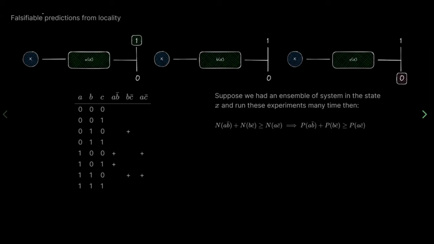And if you take into account what I've just said, you can formulate this kind of inequality. If you had, say, a large ensemble of these particles in the state X, and you subjected them to all three tests, you'd end up with counts that indicate how many times each of these scenarios happened. If you divide those counts by the total number of times you tried the experiment, you end up with probabilities. And this is a simple version of Bell's theorem. It says that if you take locality seriously, then if this inequality were violated, that would mean our assumptions of local reality would be wrong.